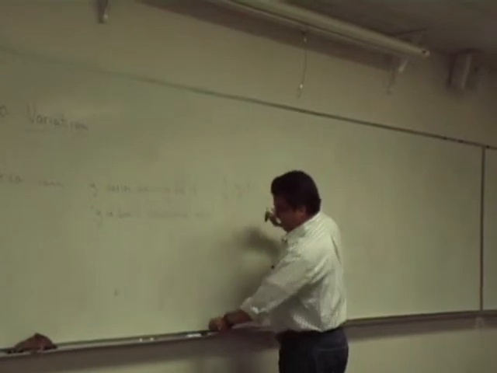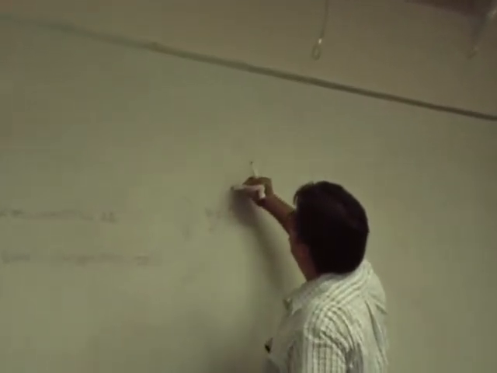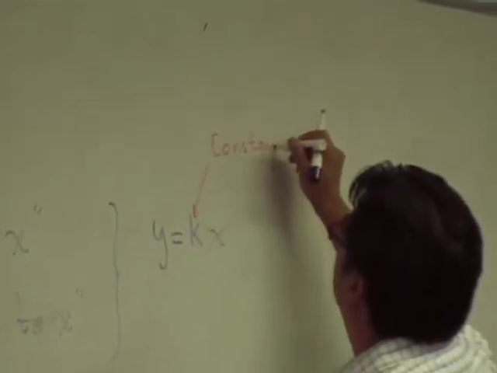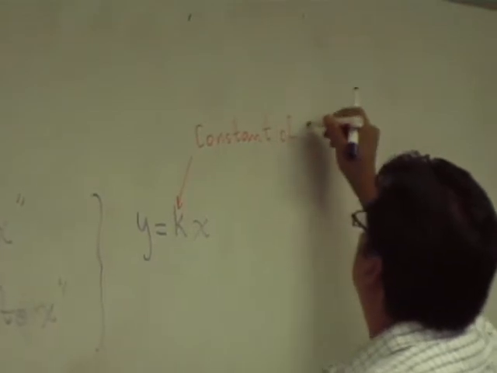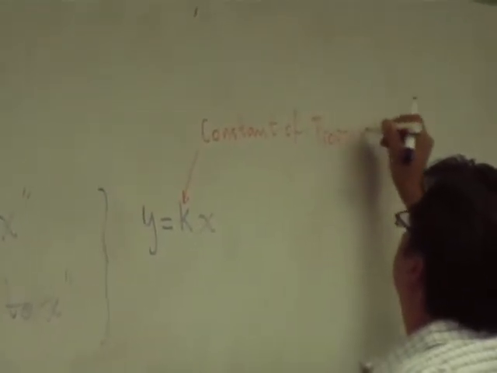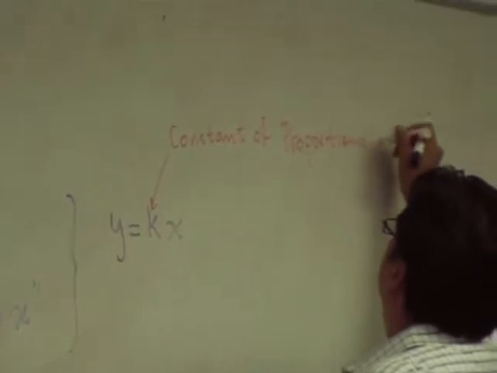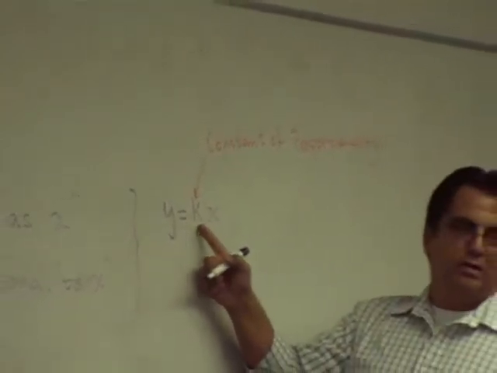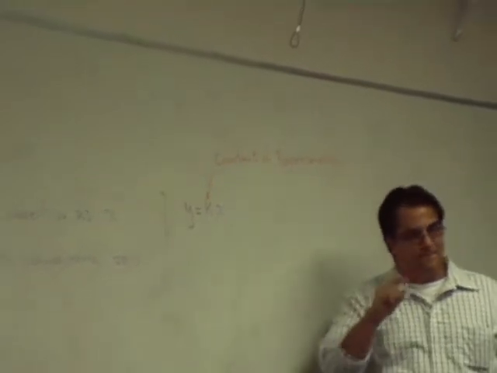We call this constant right here, k, the constant of proportionality. That's right, k is what we call a constant of proportionality. And for any problem of direct variation, k never changes. K is the same. So this is the most common way that you will see a direct variation problem. When you see one variable equal to a constant times another variable, you have a direct variation.